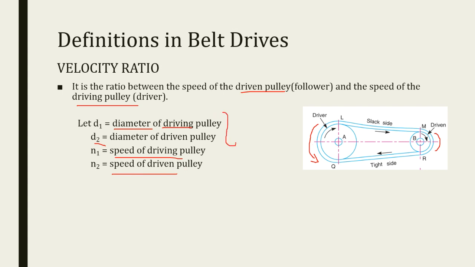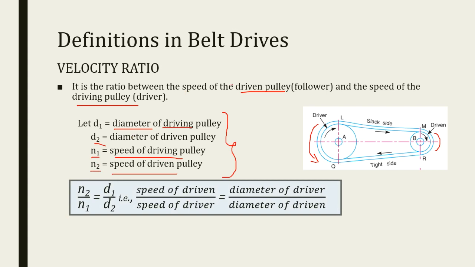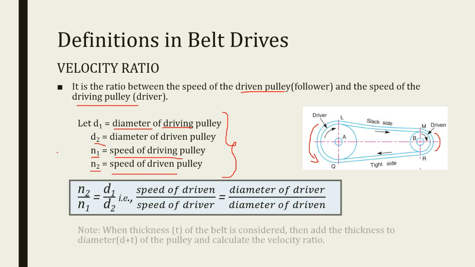So when you have these values, then it is very easy for you to calculate the velocity ratio. It says the ratio between the speed of the driven and speed of the driving pulley. You need to just take the ratio of N1 and N2. So how do you take that? So it is N2 by N1, speed of driven pulley. What is driven pulley speed? N2. So N2 by N1, which is equal to the diameter D1 by D2. So speed of driven by speed of driver is equal to diameter of the driver divided by diameter of the driven. So when you take these ratios, you will be getting the velocity ratio.